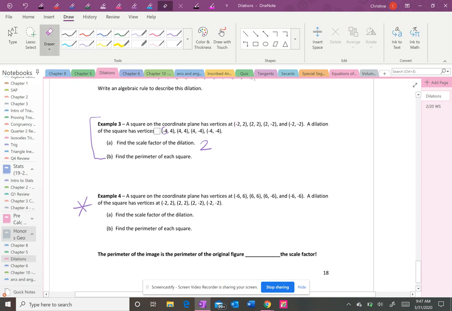So if we just real quick draw this out, let's sketch the first one. These are where all your coordinates are located, all the 2's. So the side length of this square would be 1, 2, 3, 4. So the perimeter would be 4 4s or 16.